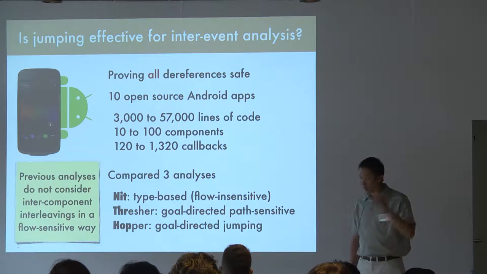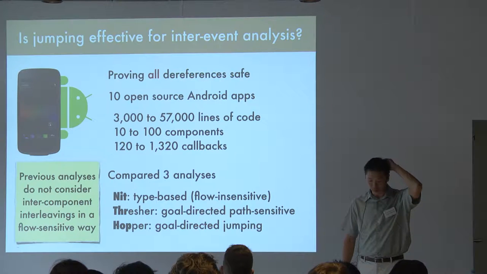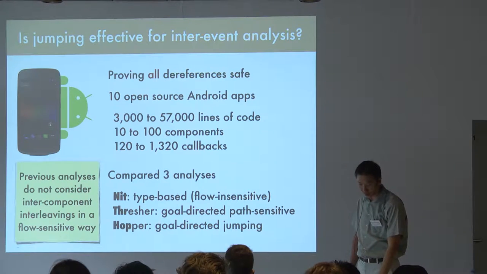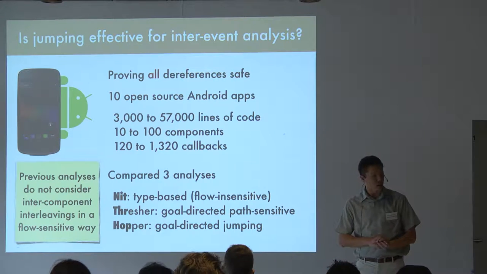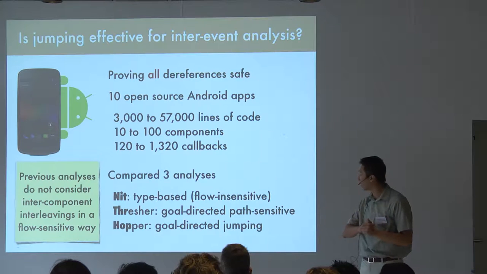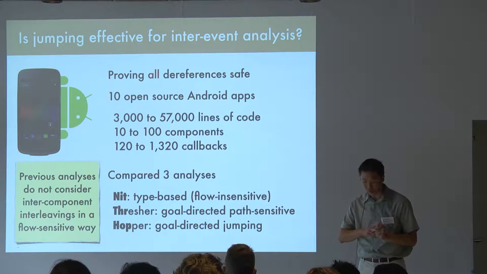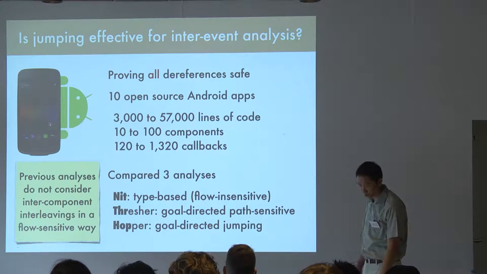So we compared three analyses: one that's type-based and a sort of local analysis as the baseline; an analysis where we consider goal-directed analysis that's path-sensitive, as precise as possible using our previous Thresher tool, but it doesn't know anything about jumping; and then Hopper, which does this jumping.